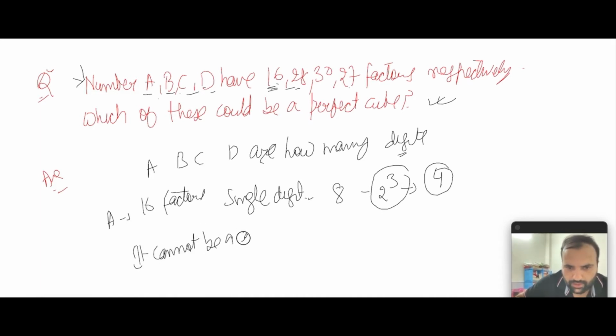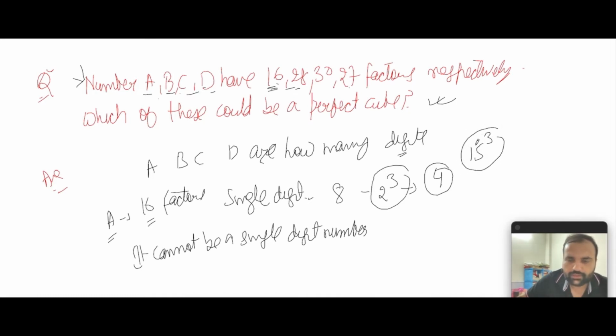Why is it so? Because if it were only a single digit number, then the number of factors would be limited to 4. However, we see that A has 16 factors, so it's certainly not a single digit number. Someone may ask, why not 15 to the power cube, or anything else?